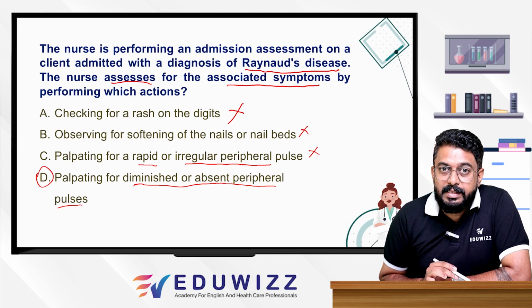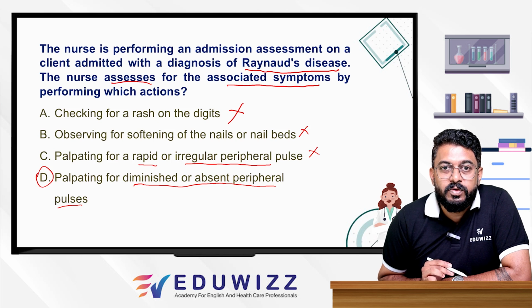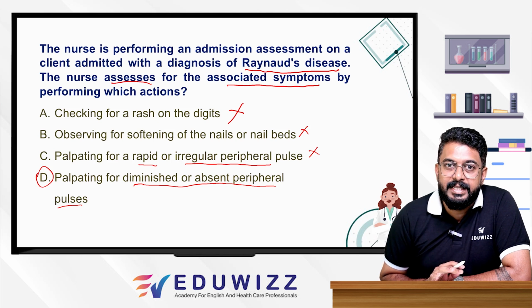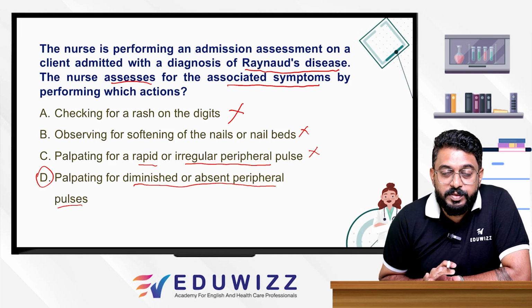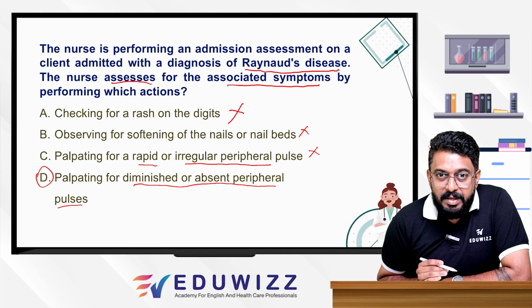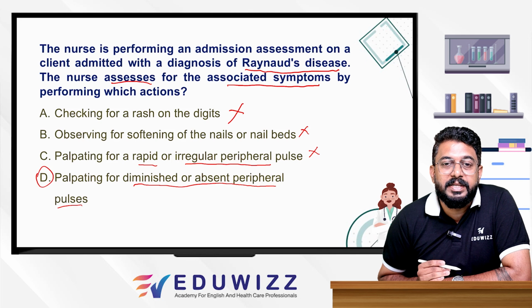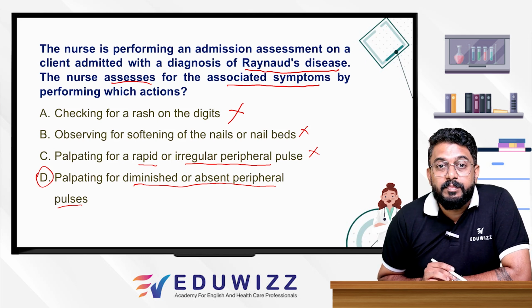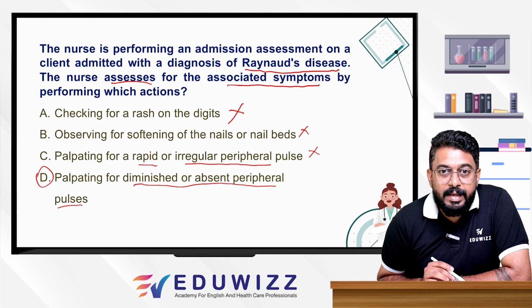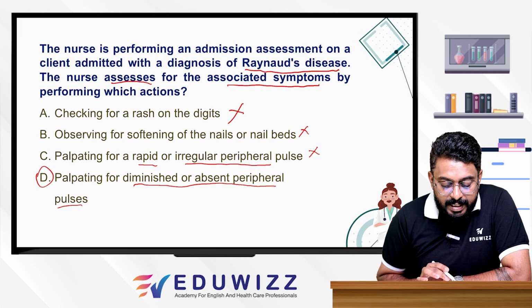Instead of this, other answers can also come, like assess for skin discoloration, assess for pallor, or assess for cyanosis. That is also a correct answer, but there will only be one right answer in the options, if there are four options. So either you assess for pallor or cyanosis, or you ask the patient about paresthesias, or you palpate for the pulse, which will be diminished or absent. So this is how the question comes related to Raynaud's disease.